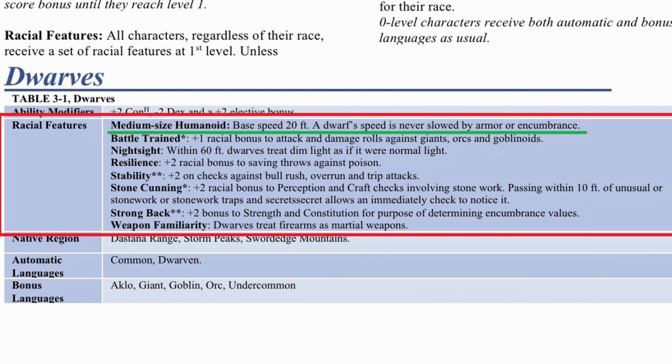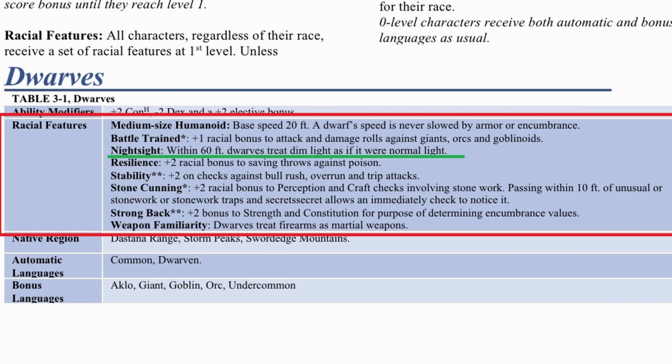First off, dwarves are medium-sized humanoids. However, they only have a 20-foot speed. Their stockiness and low center of gravity, however, allows them to move at full speed even while wearing armor or encumbered. Dwarves also receive the racial feature Battle Trained. This adds a +1 bonus to attack and damage rolls against giants, orcs, and goblinoids. This reflects the fact that the dwarves have been threatened by these races and been on a war footing with them for ages, and thus already from a young age, dwarves are trained to battle these ancestral enemies.